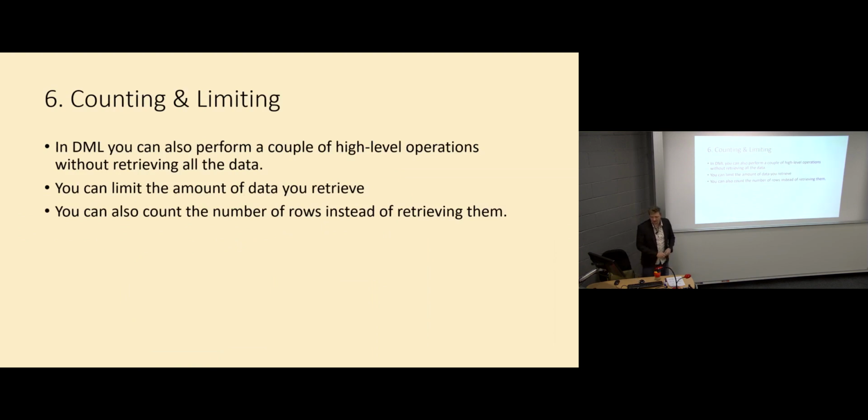So, counting and limiting then. We've just seen how we can join lots of tables together using the composite and compound keys. But in DML you can also perform a couple of high-level operations that allow you to retrieve content or metadata without actually having to retrieve all the data from the database. So we can limit the amount of data you retrieve. For example, you can retrieve just 5 rows at a time, or oftentimes you only want to retrieve 1 row at a time. But you can also count the number of rows that you'll be retrieving instead of actually retrieving the data itself.